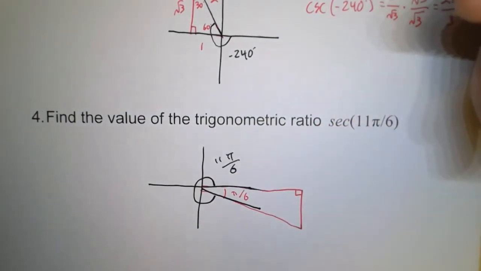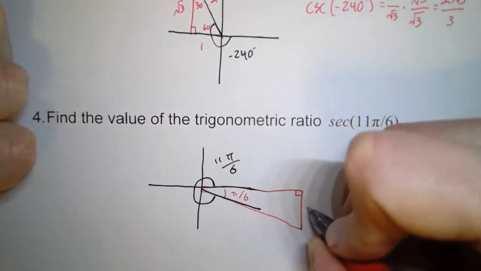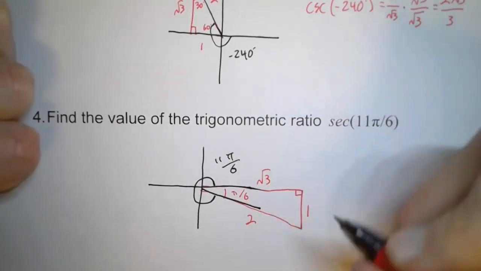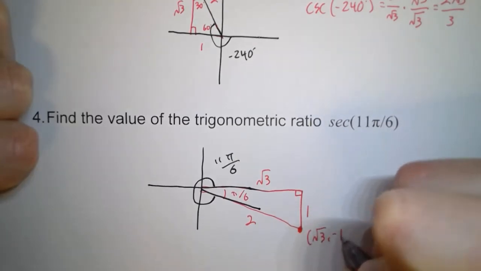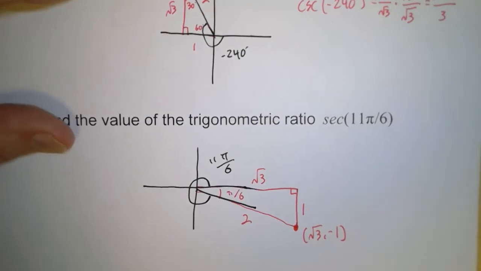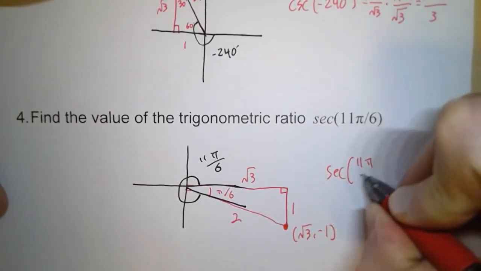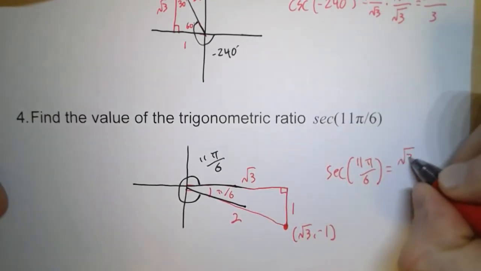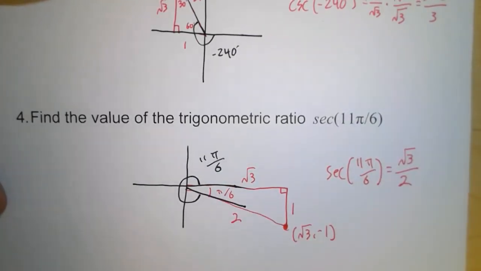Now, what is that in degrees? Well, that's 30 degrees, which means this is 60 degrees. So for our reference triangle, this is 1, this is square root of 3, and this is 2. So this coordinate down here is square root of 3, comma, negative 1. And so if we want secant of 11 pi over 6, what do we get? Well, we take the x value, square root of 3, and divide by the distance between the point and the origin, which in this case is 2. So square root of 3 over 2.